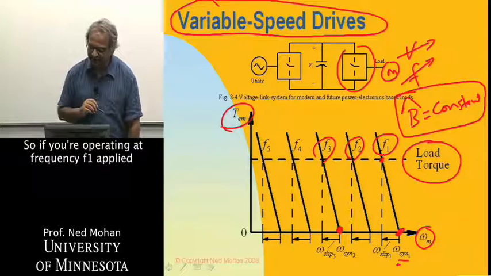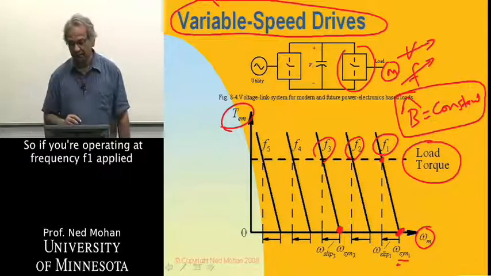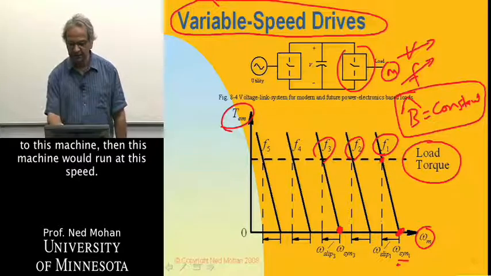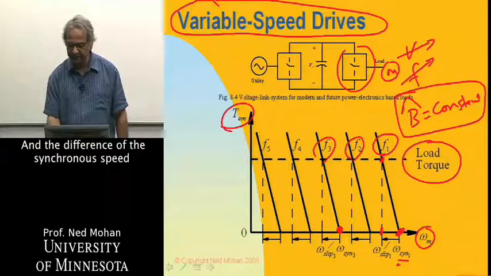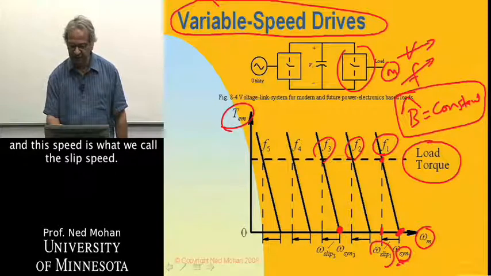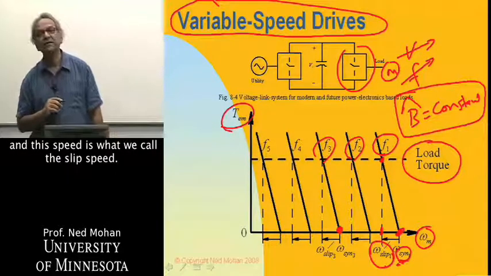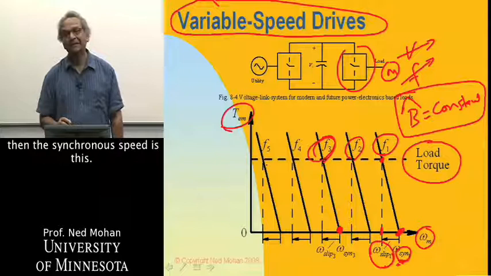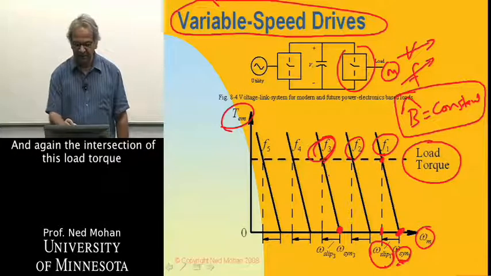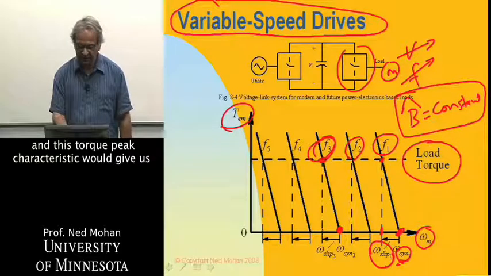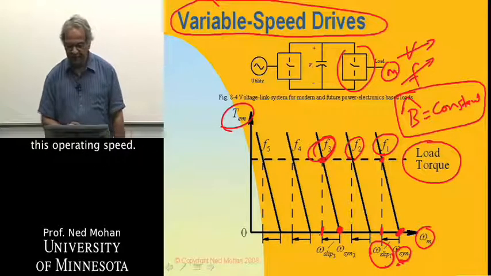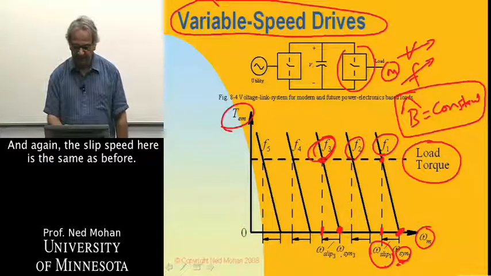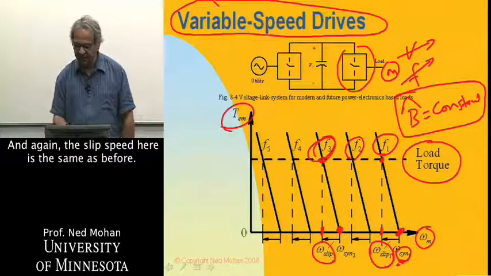So if you're operating at frequency F1 applied to this machine, then this machine would run at this speed, and the difference between the synchronous speed and this speed is what we call the slip speed. So that's omega slip 1. Whereas if you were applying F3 to this machine, then the synchronous speed is this, and again the intersection of this load torque and this torque speed characteristic would give us this operating speed, and again the slip speed here is the same as before.